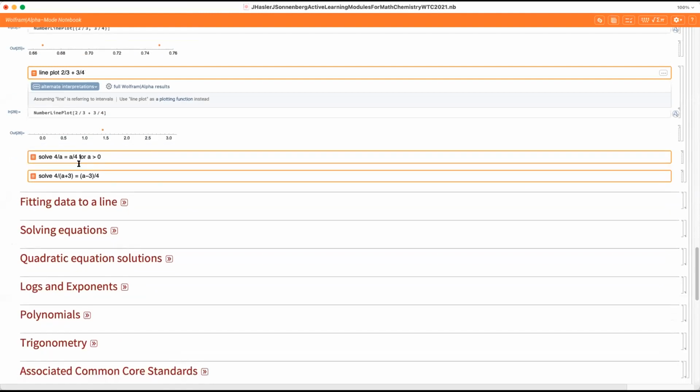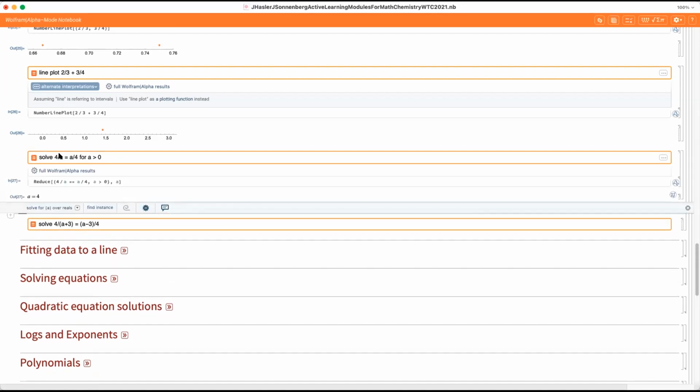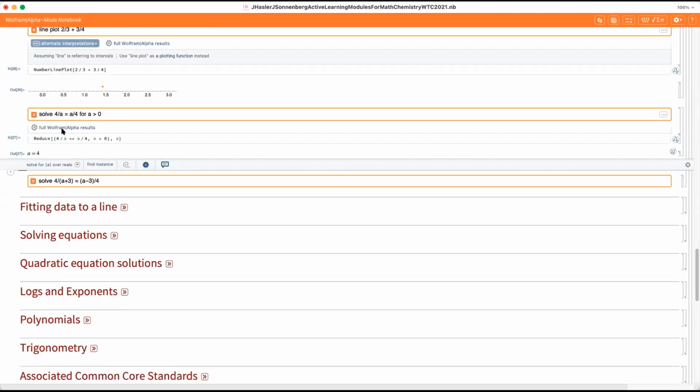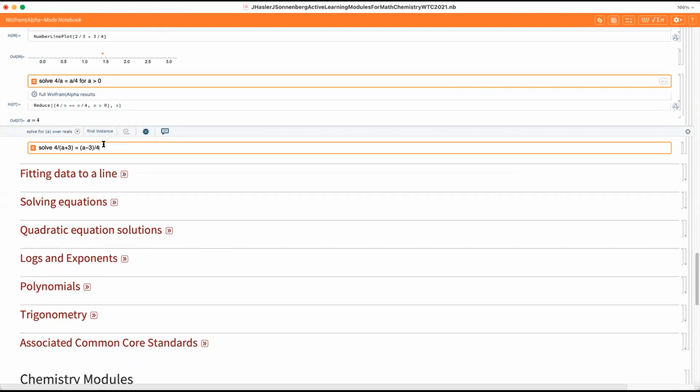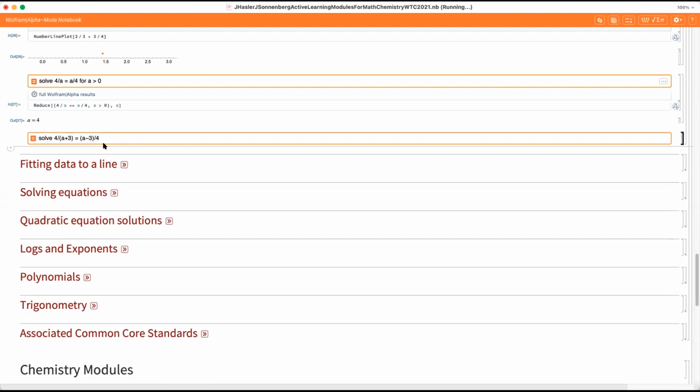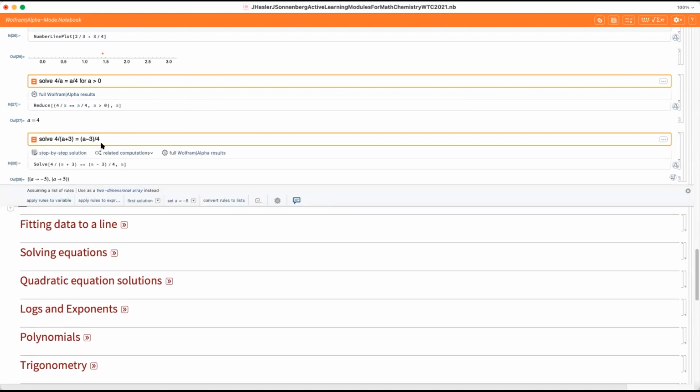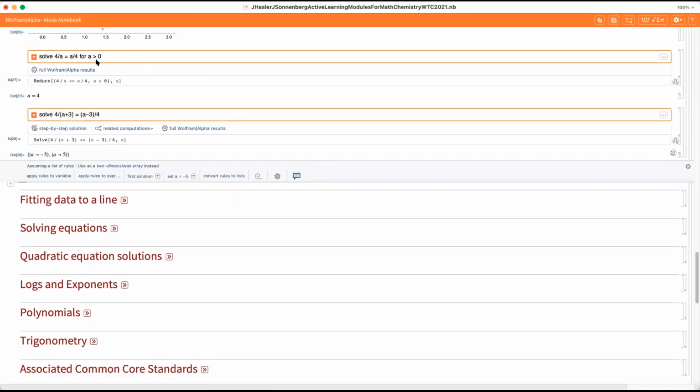Not only this, but we can also get information on solving proportions and fractional algebraic equations. So we can type in solve 4 over a is equal to a over 4 for a greater than 0, and we can find that positive value that makes that true. And then you can verify that 4 over 4 is equal to 4 over 4. We can also solve more complicated versions. And again, we can either specify that we want to solve on a particular domain, or we can solve in general here.